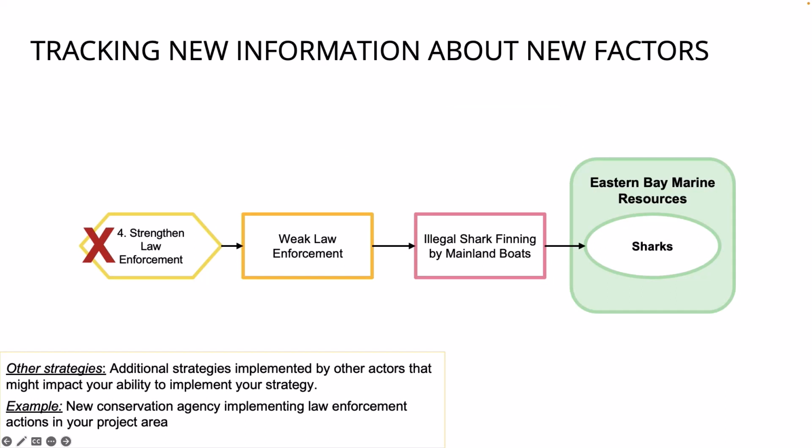Here's another example of tracking information about a new factor that might come from passive observation that could change the context of a project. In this case, our team has learned that a new conservation agency has just received funding to implement law enforcement in our project area. As a result, it's not necessary for our project team to implement the law enforcement actions that were planned. Thus, we can remove this strategy from the situation model, you see it with the red X here, and modify the result chain to focus on a different type of law enforcement action.